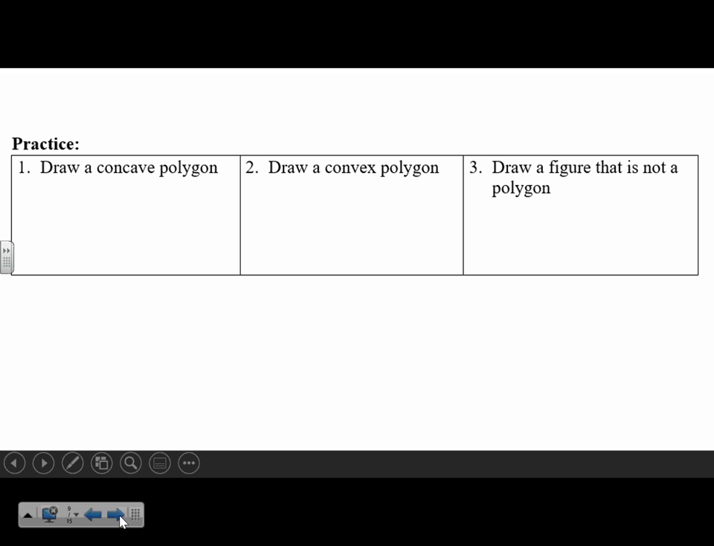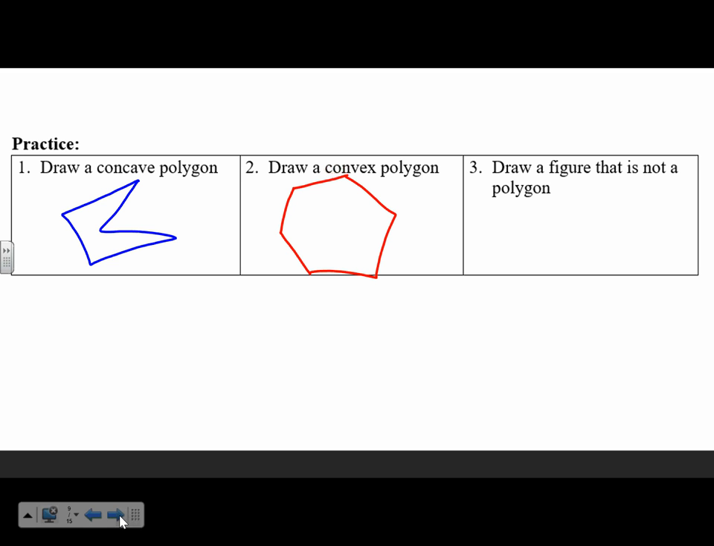So go ahead and do these on your own. Obviously, if you do these on your own, your answers are going to look different than mine. But to draw a concave polygon, just draw whatever polygon you want, and make sure it goes inward somewhere. Make sure there's a diagonal you can draw that would be outside. Now that one's a lot more complicated. Most of you probably did one more like this. That's what I would have done. That's easier. A convex polygon is the exact opposite. Whatever you want to do, just make sure it is a shape where all the diagonals would be inside.